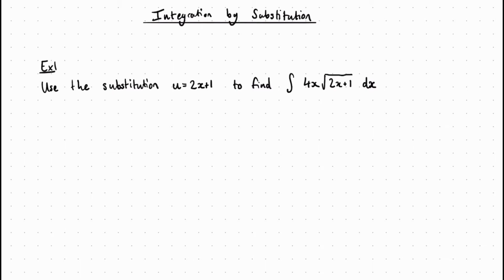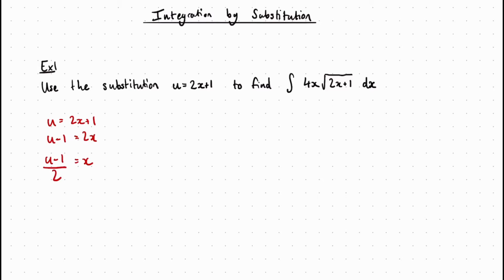So the first thing to do is to think about how I can get rid of my x. If I know u is equal to 2x plus 1, all you have to do is rearrange this to u minus 1 equals 2x, and x is equal to u minus 1 over 2. So easy replacement.